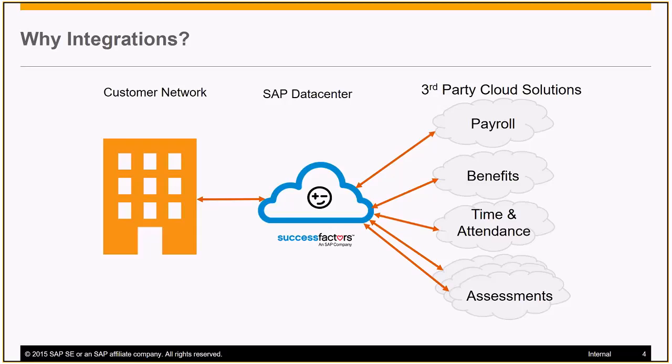And Employee Central is the in-the-cloud HRIS system, which happens to be the system of record. So when you're talking about integrations, we will have SuccessFactors as the system of record. And in most cases, you will have outbound integrations from SuccessFactors into third-party systems.